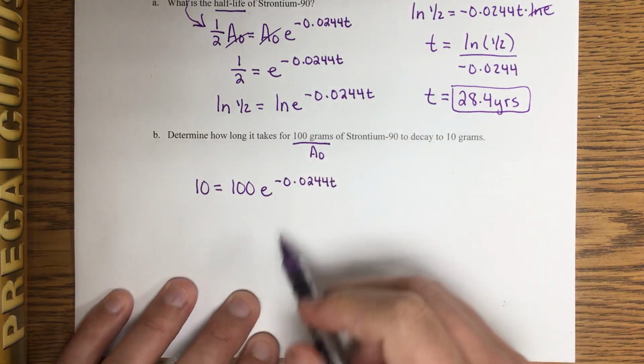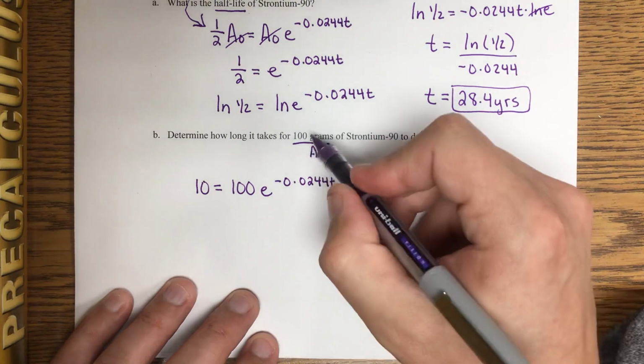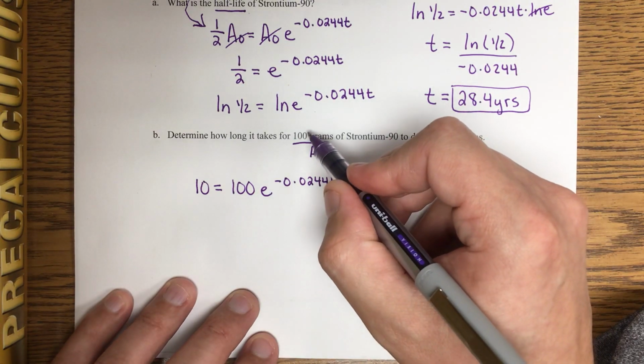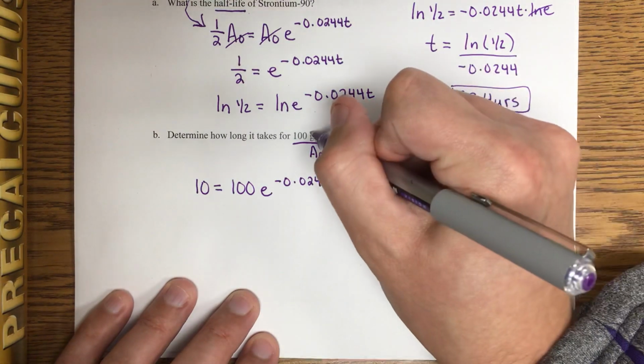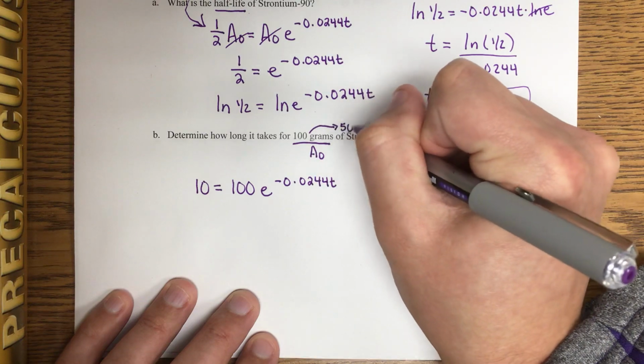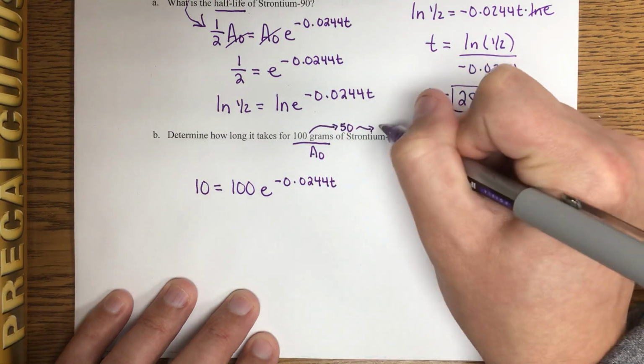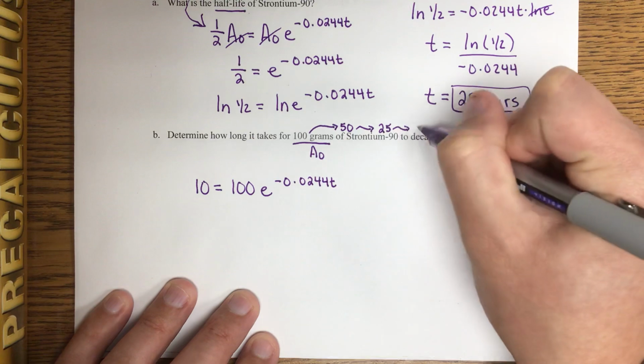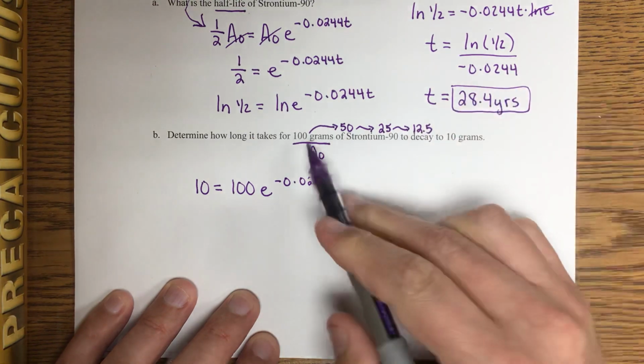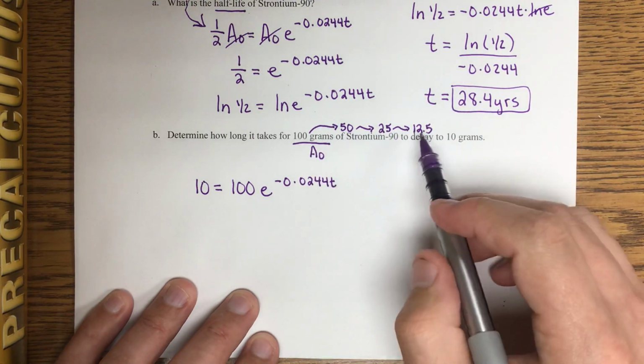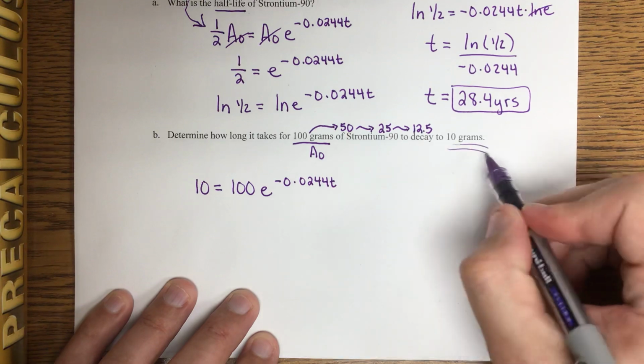So this is more than one half-life. If I was considering the half-life of 100 grams, 100 grams would go down to 50. And half of 50 would be 25. And half of 25 would be 12.5. So we're seeing quite a few cycles of a half-life to get down to this 10 grams.